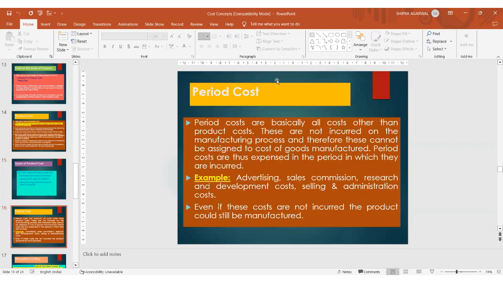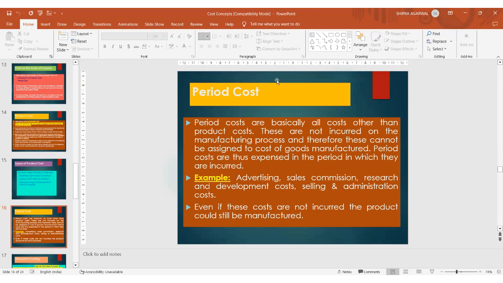Now, next is your period cost. Every cost which is not a product cost is a period cost, because in costing, every cost has to be defined either as a product cost or as a period cost, right? So if it is not a product cost, then it is a period cost, right? In this case, we include all the examples related to your selling and administration cost, your research and development cost, advertising, sales commission. That means anything which is not a product cost is your period cost. Everything is being covered over here, right?